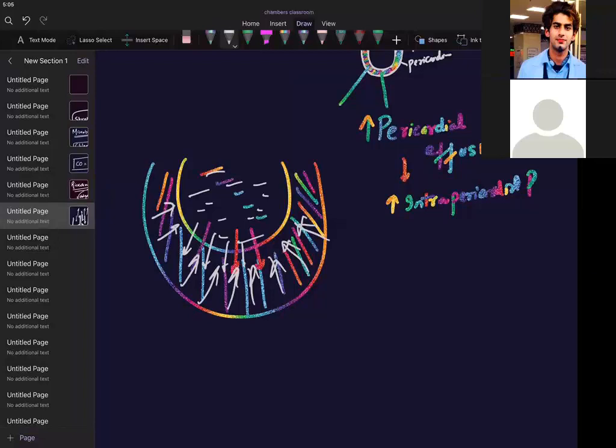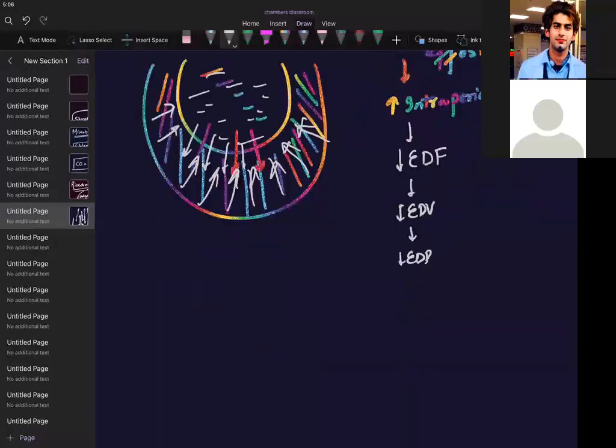Now, what will happen to the end diastolic volume? Will it increase or decrease? So this will lead to decreased end diastolic filling, decreased end diastolic volume, decreased end diastolic pressure, and then finally decreasing your cardiac output. So was it a restrictive scenario or not? Yes, it was restricting the expansion of the ventricular chamber.